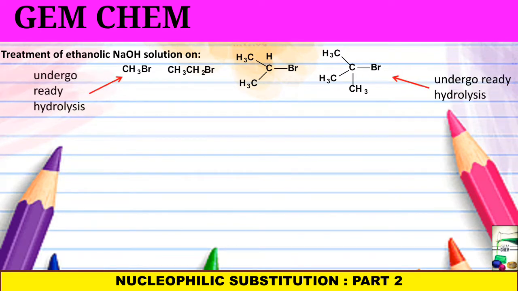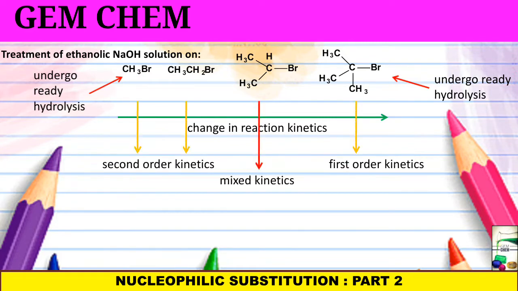First, these molecules undergo ready hydrolysis, and there is a change in reaction kinetics from left to right. What is the change in the reaction kinetics? The first two show second order kinetics, the middle one shows mixed kinetics, that is, at higher concentration of alkali the second order proportion is greater, whereas at low concentration of alkali the first order proportion is greater. And the last one shows first order kinetics.